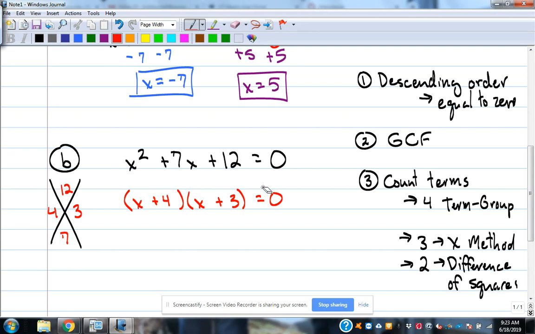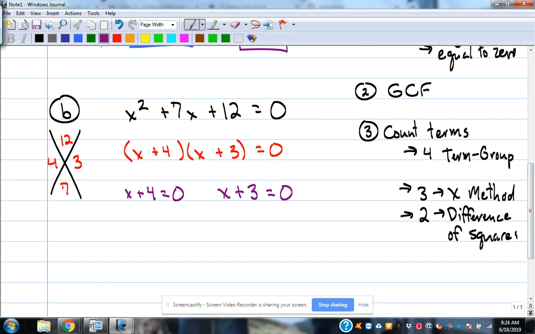Now this red line here looks just like the first problem we did. We're going to take each parenthesis that has the x's in it, and we're going to set it equal to 0. So x plus 4 equals 0, x plus 3 equals 0. So take each factor and set it equal to 0 and solve it.